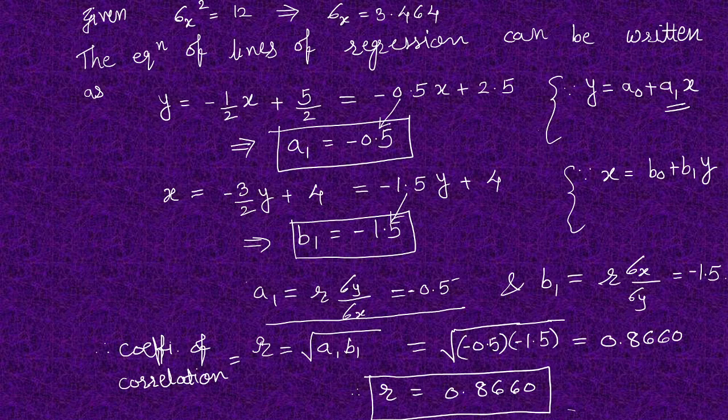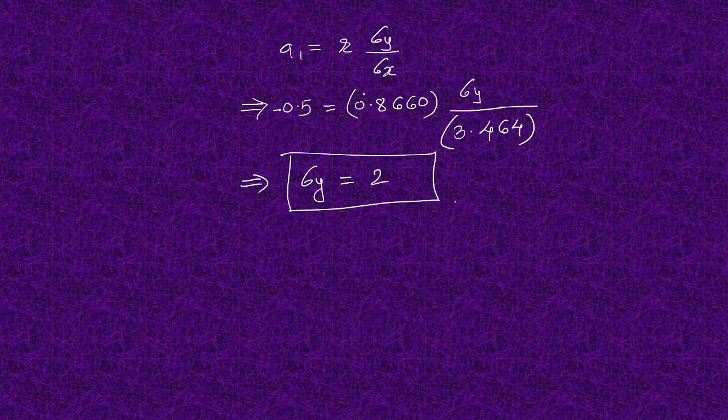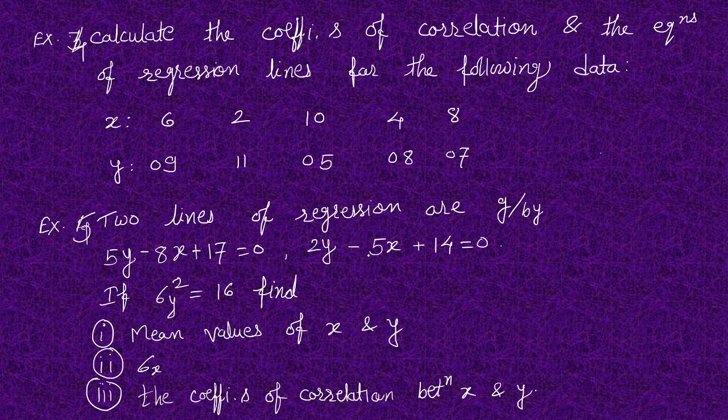Now here this a1 equal to this is the formula, and b1 equal to this. Now r is known, sigma y is unknown, sigma x is known, a1 is known. We easily find out the value of sigma y. In this way, we find out the different values, that means x bar, y bar, sigma y if sigma x is given, or vice versa. Then coefficient of correlation by using a1 and b1 formula, because r is the geometric mean of a1 and b1. These are the practice problems on these lines of regression.